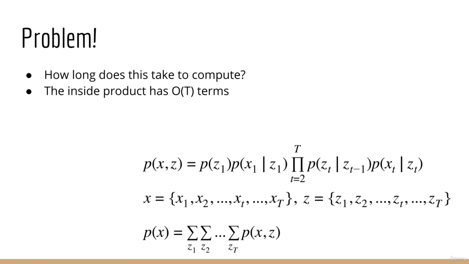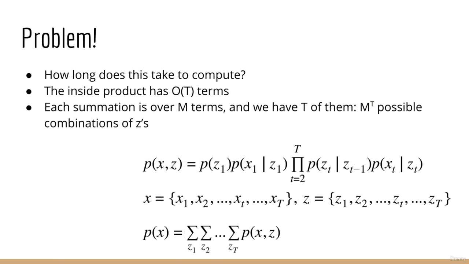However, each of those individual summations needs to sum over M different possible values. So overall, the total number of things I need to sum is M times M times M and so on, T times. In other words, that's M to the power T. So overall, the complexity of this calculation is O of T times M to the power T. You may recognize that this is exponential growth. Luckily, we do have algorithms to overcome this problem, which we won't discuss at this moment.